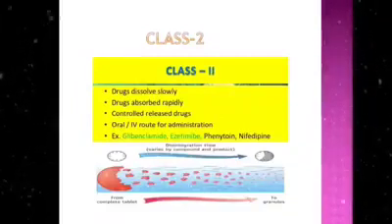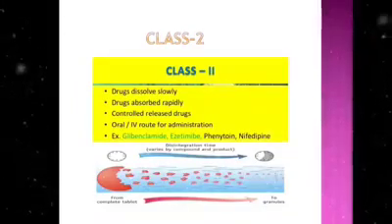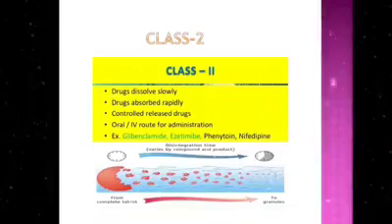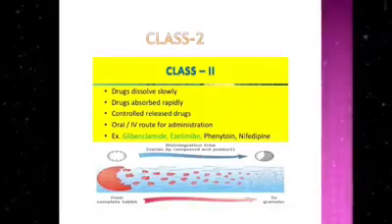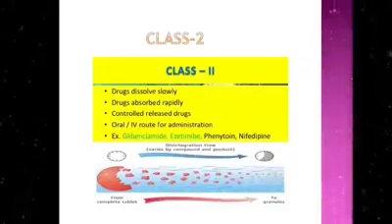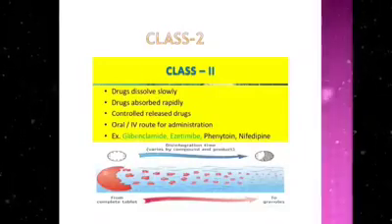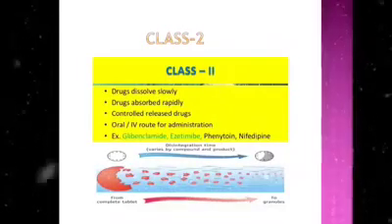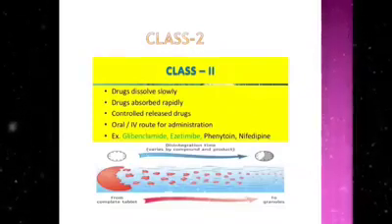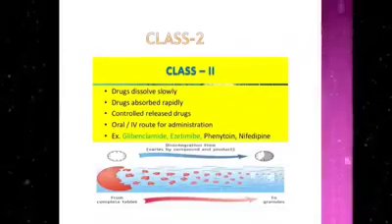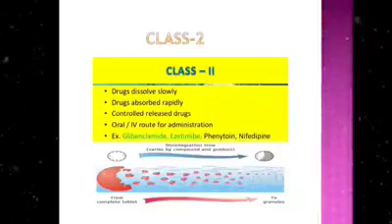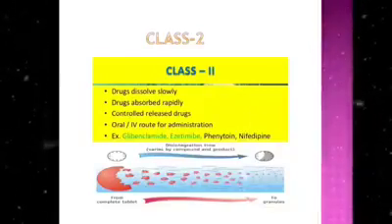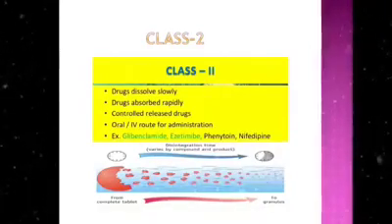Class 2 possesses low solubility and high permeability, so the drugs dissolve slowly but are absorbed rapidly, so they can be used as controlled release drugs. For example, extended release and sustained release, and mostly oral and IV routes of administration are preferred. For example, phenytoin, nifedipine, ezetimibe, etc.